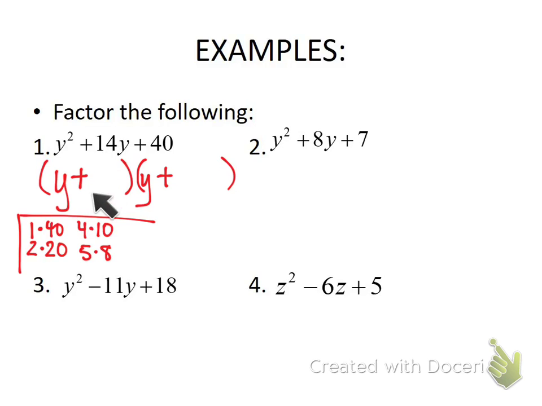14. They all multiply to 40, but which pair adds to 14? 10 and 4. So we fill in a 10, we fill in a 4. What if there's 4 and 10? If you would rather put 4 and then 10, that is the same thing. It's fine because they both have the same sign anyway.